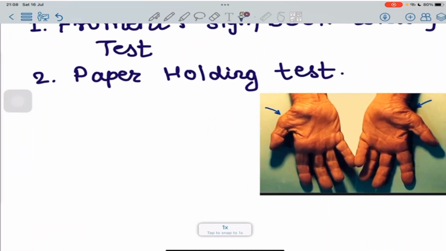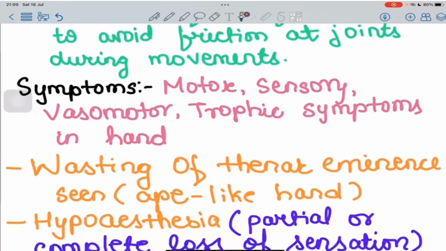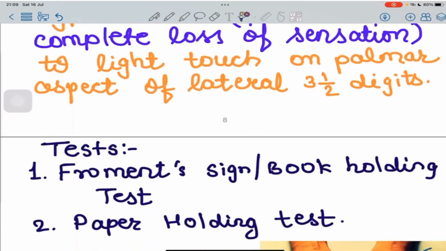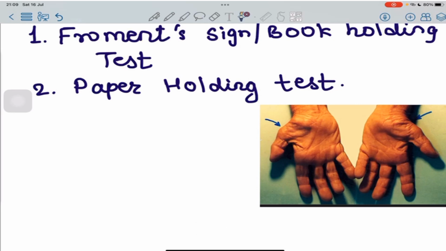This is the image of how a hand looks of a patient who has carpal tunnel syndrome. See this thenar eminence, the wasted muscle. This hand is an ape-like hand. We have seen that it gives an ape-like hand because of the wasting of thenar eminence muscles. So this picture is of this patient having carpal tunnel syndrome.